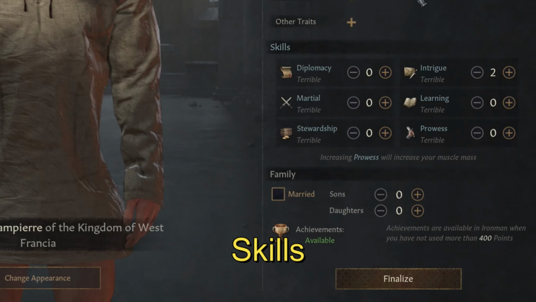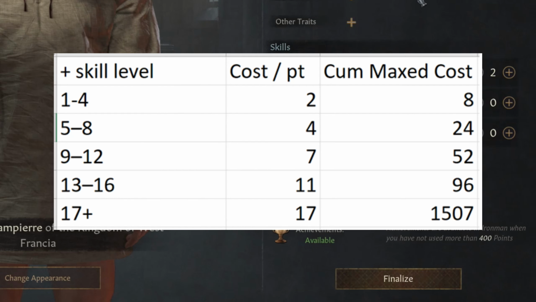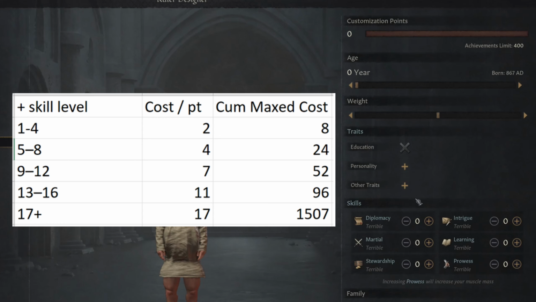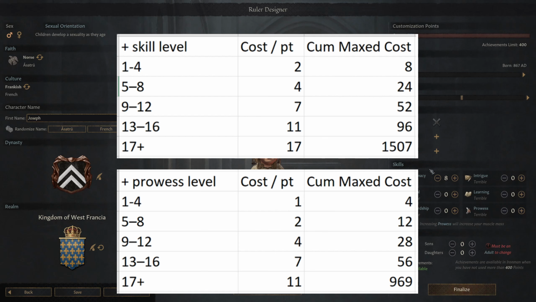Each level of skill has a variable cost that increases rapidly, as you can see from the table here. To use this table, if we reset everything to 0, each point from level 1 to 4 will cost 2 points each, for a cumulative total of 8 points, versus from level 5 to 8, each point will cost 4 points, with a cumulative total of 24. Each point of prowess is not as costly as skills.